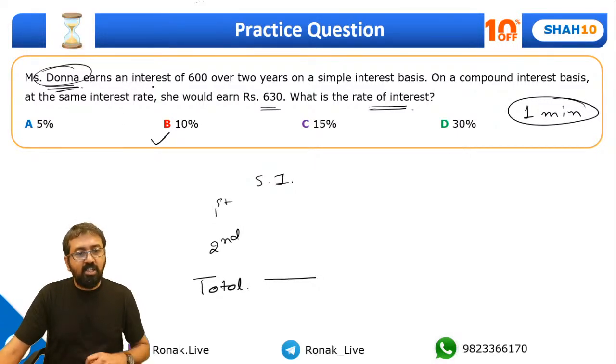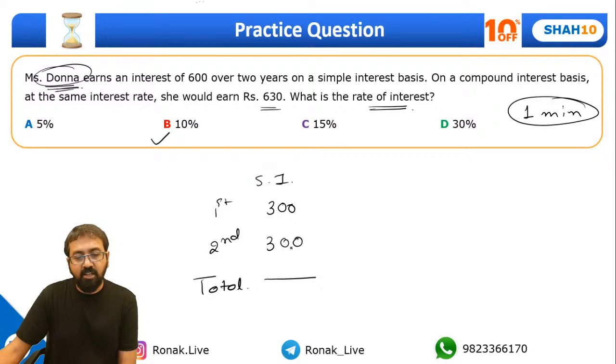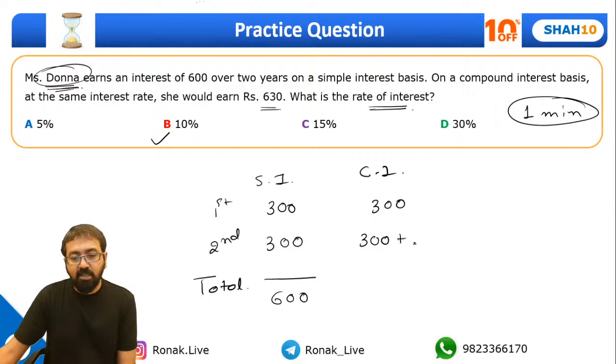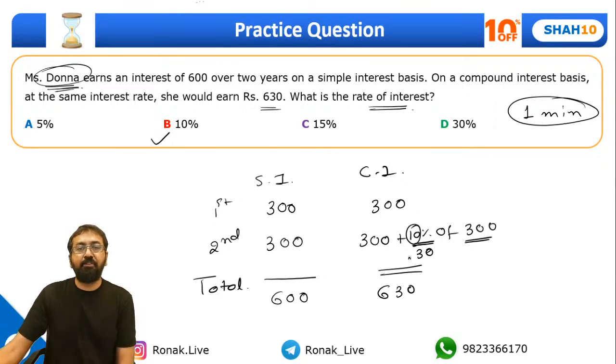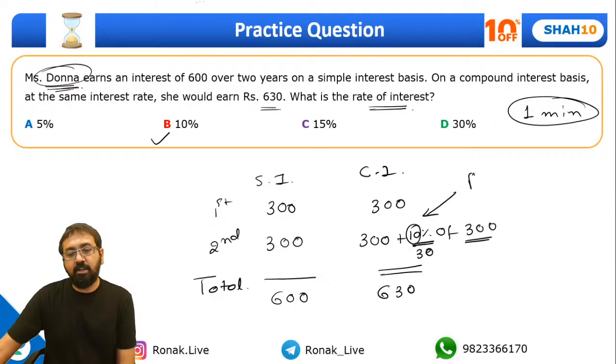So Jana earns an interest of 600 over 2 years on simple interest basis. So can I say she must have earned 300 and 300 for both the years? Only then it will be 600, correct? Now compound interest will be 300 for first year, and second year it will be 300 plus some percent of this 300. Because this amount is 630, can I say this should be 30? So what percent of 300 will be 30? Can I say 10%? Everyone, do you agree with this? So this is nothing but rate of interest.